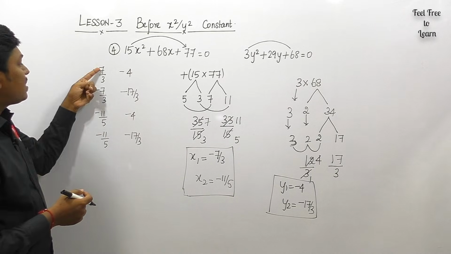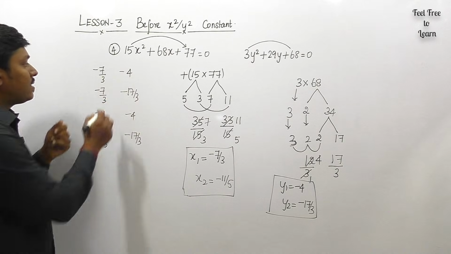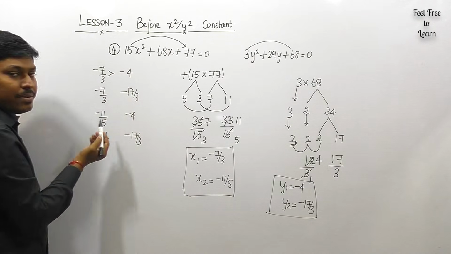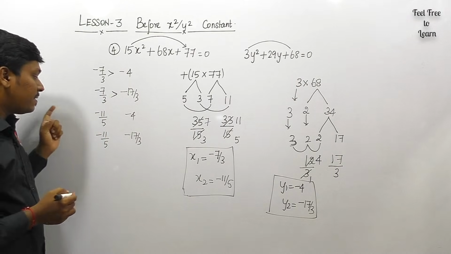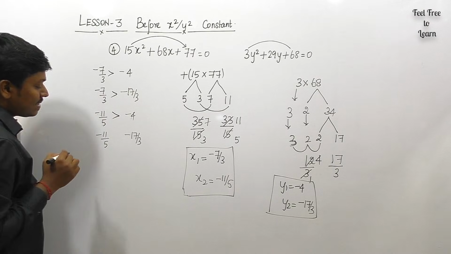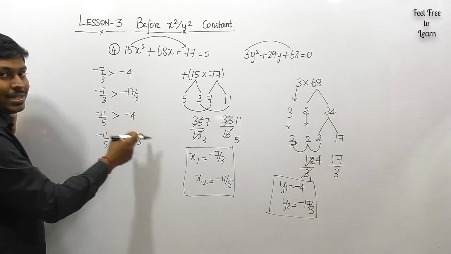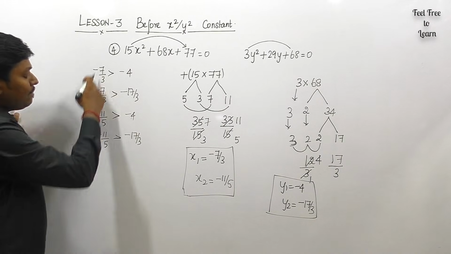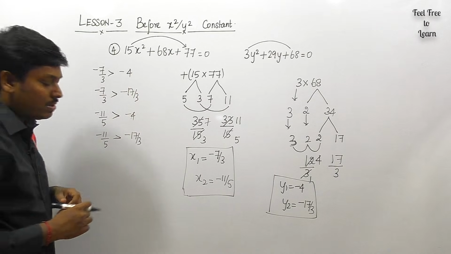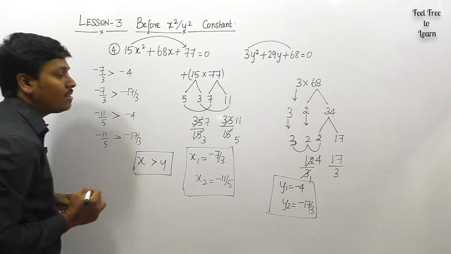So friends, here it is 7 by 3 and 4. When we cross this, 4 into 3 will be 12. So minus 12, minus 7. So minus 7 is greater than. So again cross this. 17 into 3, 7 into 3, 21. So definitely 7 into 3, 21 will be greater than. So 5 4s are 20, minus 11. So minus 11, minus 20, minus 11 is greater than. 17 into 5, 85 something. 11 into 3 will be 33. So 33, 85, 33 is greater than. So finally, by comparing all the x values with the y values, in all the cases x is greater than y. So finally, the relationship between x and y in this question is x greater than y.